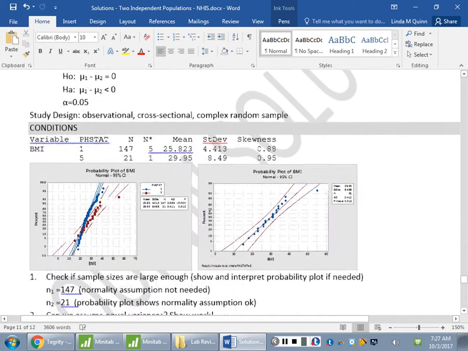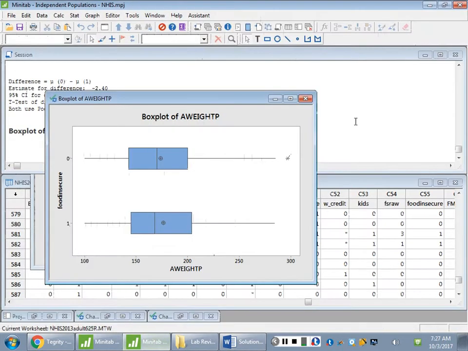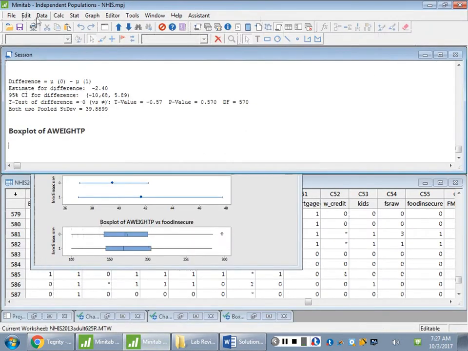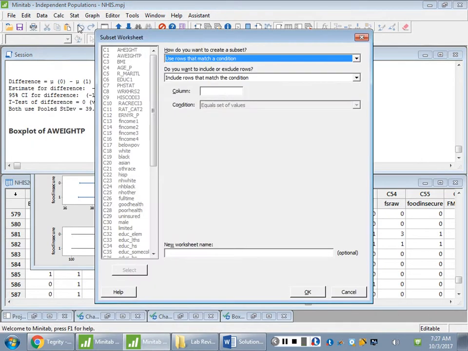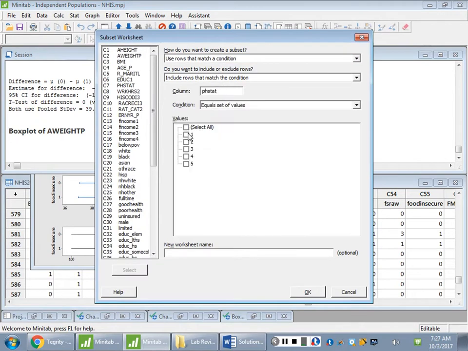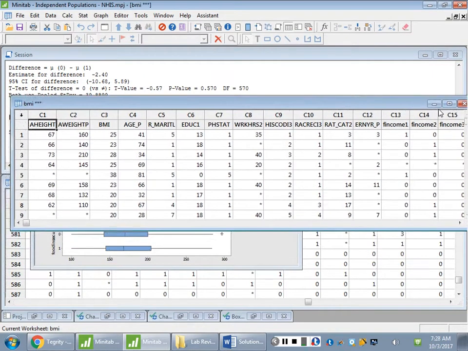Now we go to the condition section. Once again, we get the descriptive statistics. But before we do this, we have to subset the data set because we only want to consider 1s and 5s. In order to do that, we go to data, split the worksheet, or subset the worksheet. We're going to do pH stat equals only 1 and 5. Just to be clear and not to destroy the original data set, I'm going to put it in a new one called BMI. This is the worksheet I want to make sure I'm using. This is the one that has to be active.